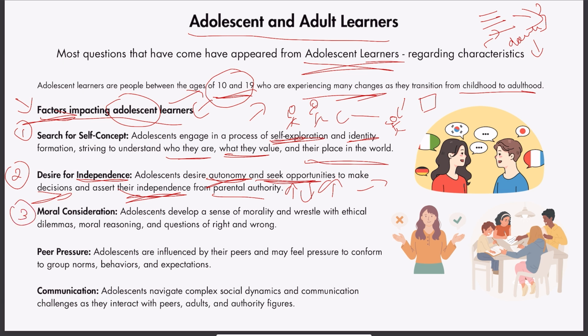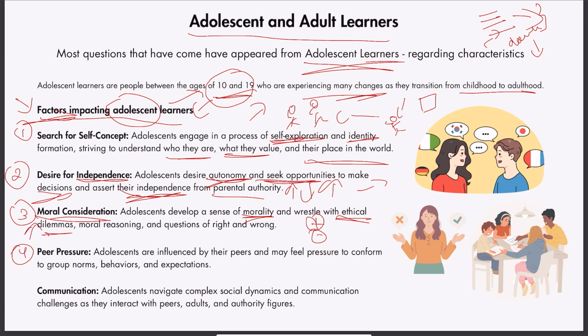Third, moral considerations. You develop a sense of morality and wrestle with ethical dilemmas. What is right? What is wrong? Should we bunk school? Should we not bunk school? Should we cheat? Should we not cheat? So, we develop moral consideration.